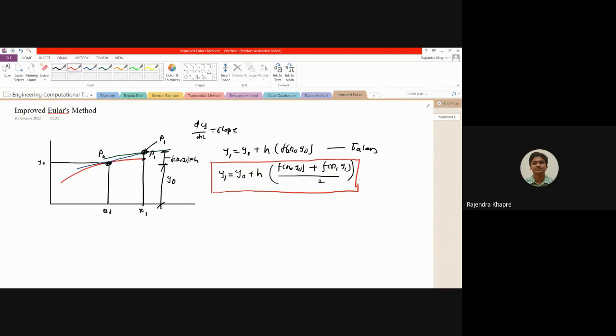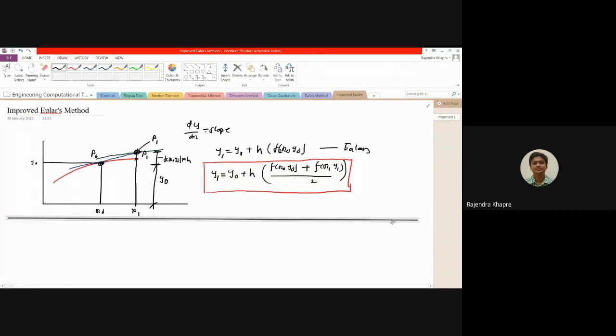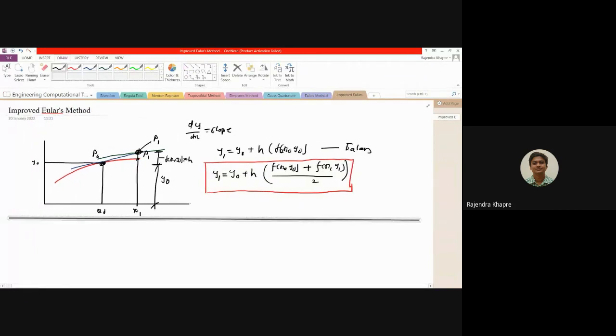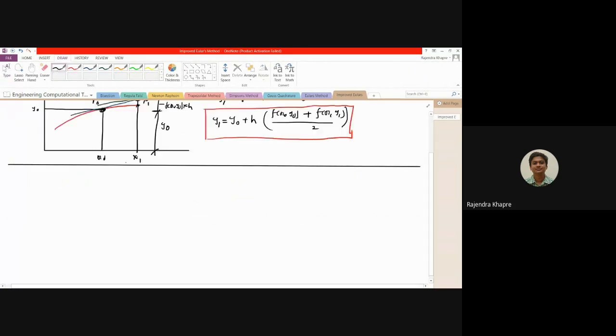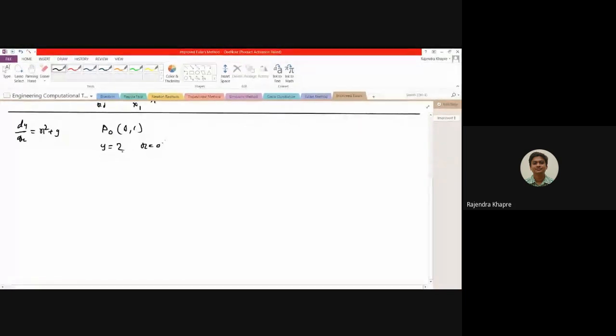Let us solve the same numerical which we have solved earlier using this improved Euler's method, and let me draw a line. We also have the equation of the slope, that is dy by dx as x square plus y. The p0 is given to you as 0 and 1, and I want to know what is the value of y when x value is 0.1.